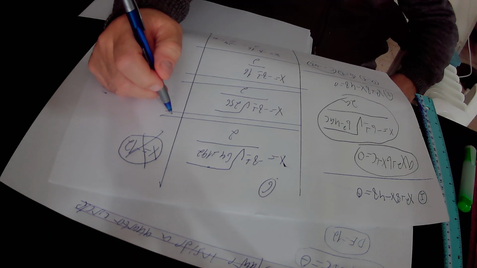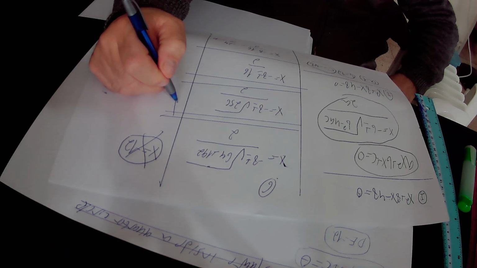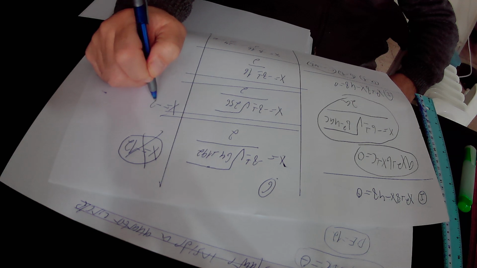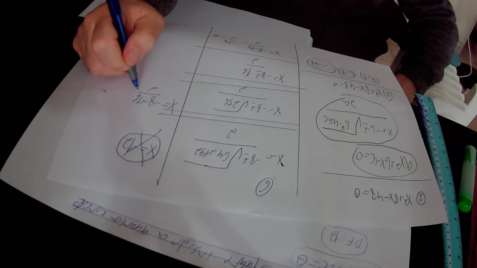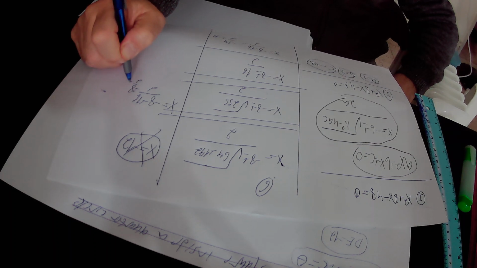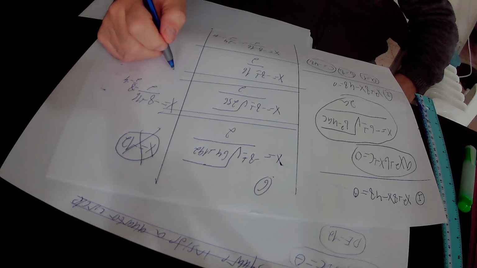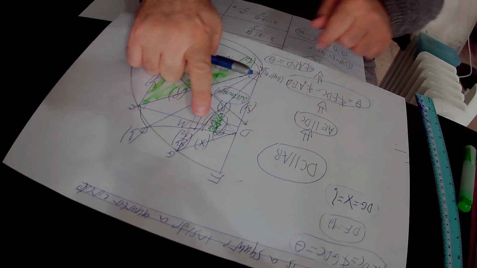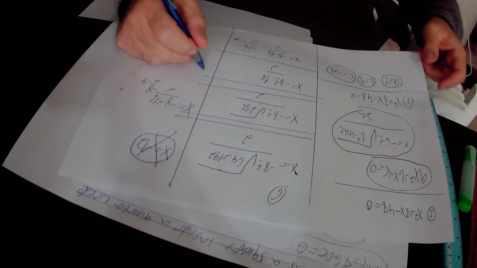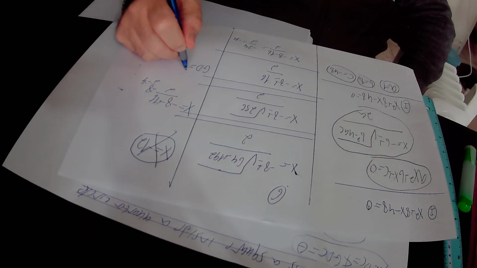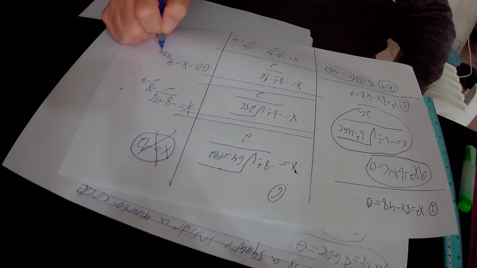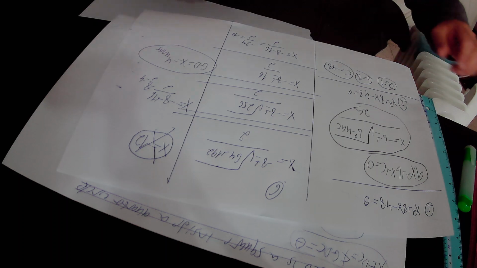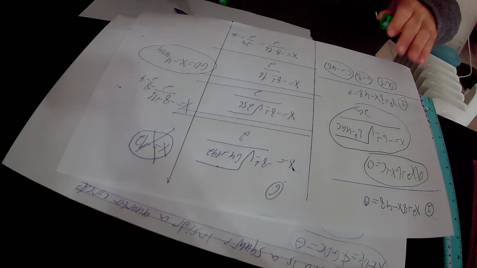And the positive solution for x is as follows. X equals minus 8 plus 16 over 2. Minus 8 plus 16 is 8, and 8 over 2 is 4. So we find that this segment GD that is equal to x is equal to 4 units in its length. And that is the answer to the question.